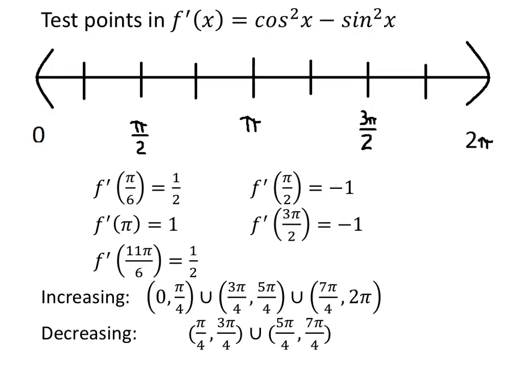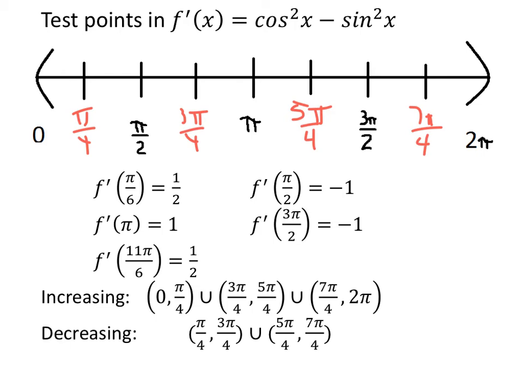So, I'm going to take some test points. For some reason, they're not written down. Okay, first of all, my critical numbers are going to be at pi over 4, 3 pi over 4, 5 pi over 4, and 7 pi over 4. It's an ugly pi, but we'll go with it.